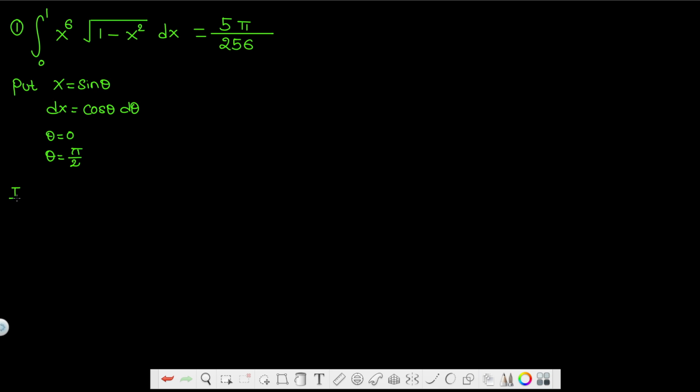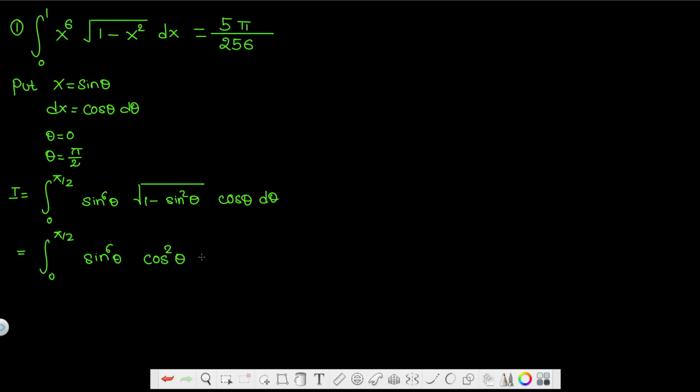So our integral simplifies to I equals integral from 0 to pi over 2. In place of x we can write sine theta to the power 6, times 1 minus sine square theta, and in place of dx we can write cos theta d theta, which equals the integral from 0 to pi over 2 of sine to the power 6 theta cos square theta d theta.